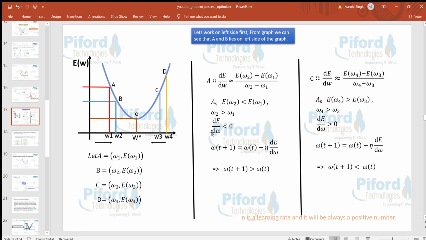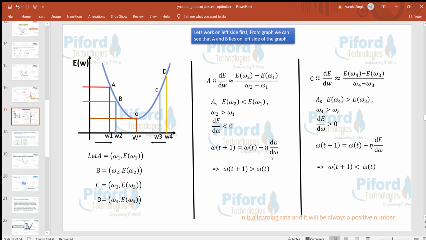dE by dW, we know that this is a negative value because the numerator is negative and the denominator is positive. When we divide a negative value by a positive value, we get a negative value only. So remember, this dE by dW is a negative value and n is always a positive value, right? And in the formula, we have a negative over here. So the learning rate is always positive and dE by dW is a negative number. So here this negative, and dE by dW is also negative.